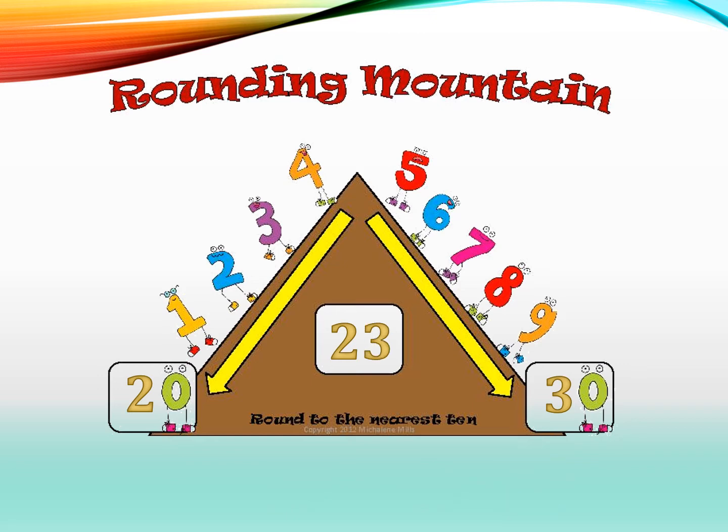Okay. If I take another example like 23, 23 is between 20 and 30. If I want to know the approximation of 23, 23 is nearest to 20 because it's 3 steps from 23 to 20. But we have 7 steps from 23 to 30. So when I make an approximation for 23, it will be 20.